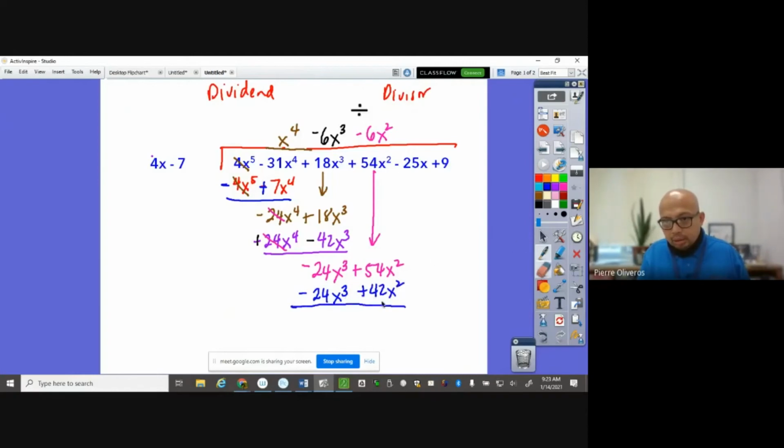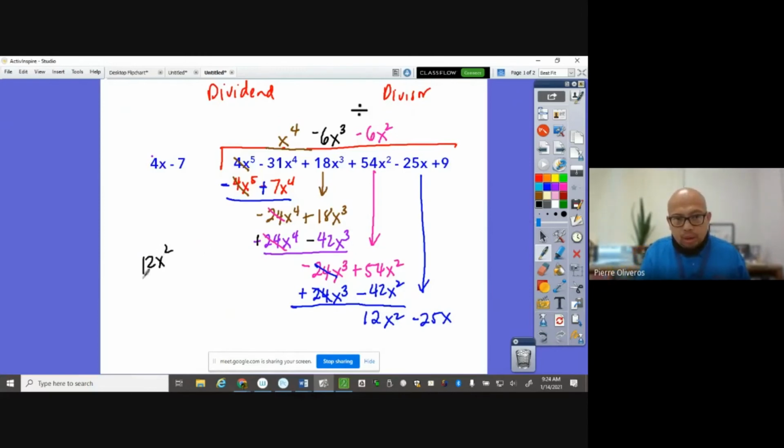And take note, we need to flip the sign here. So this will be positive and this will become negative. This cancels out again. And 54 minus 42 is going to be 12x squared. And we will drop again the next number, which is negative 25x.